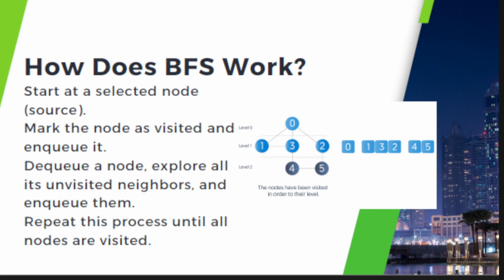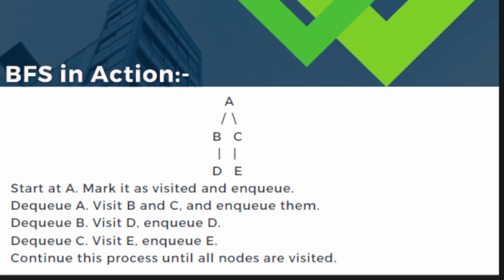Let's consider a simple graph. Start at A. Mark it as visited and enqueue it. Then dequeue A and visit its children, meaning B and C, and enqueue them. Then dequeue B, then visit D and enqueue D. Then dequeue C, visit E and enqueue E. Continue this process until all nodes are visited.